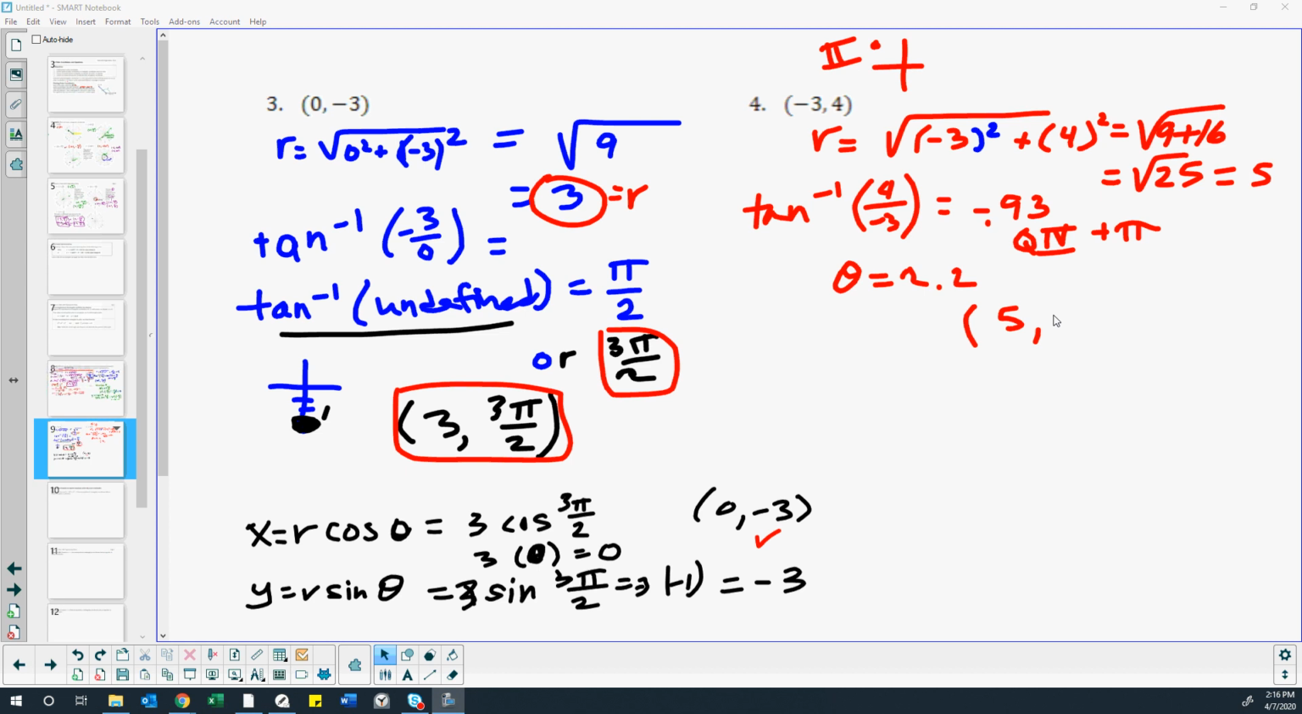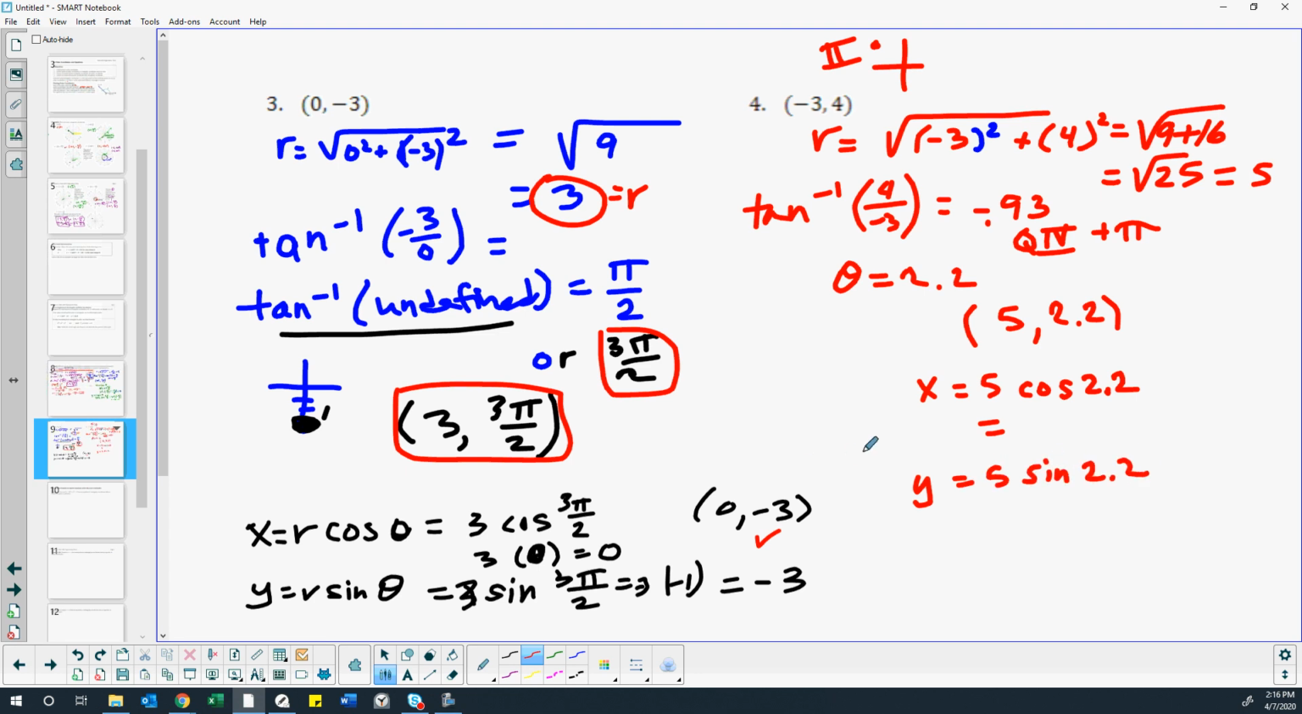All right, so here we got 5, 2.2 radians. I just didn't finish writing this. And then we're going to check our answer by doing x equals 5 cosine 2.2. Make sure your calculator is in radian mode. And then y would be 5 sine 2.2, again in radian mode, and see if we get those answers back, which we should. So I'm just going to trust. They're probably going to be decimals that you would have to round.